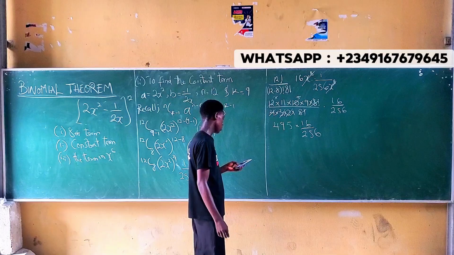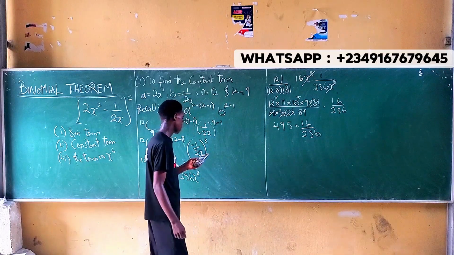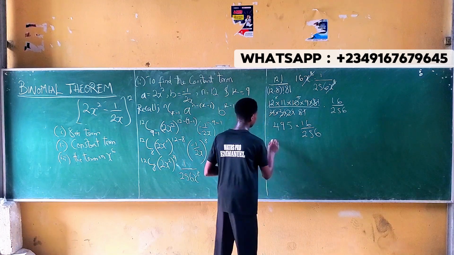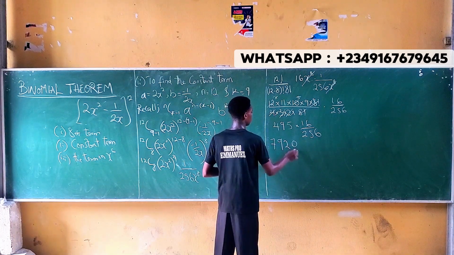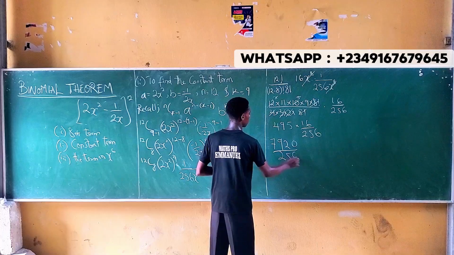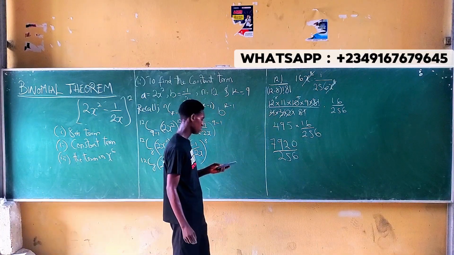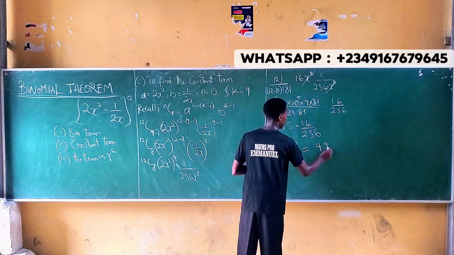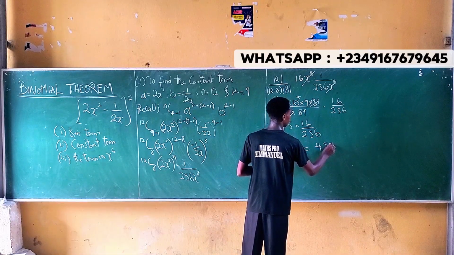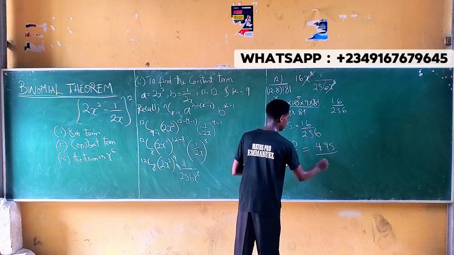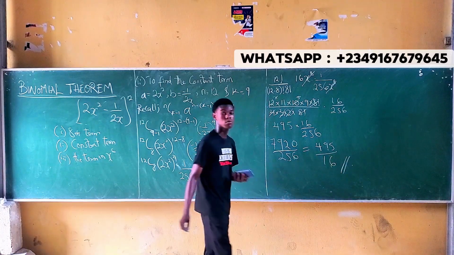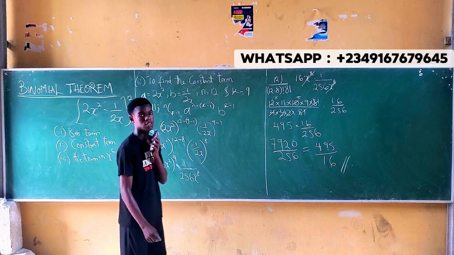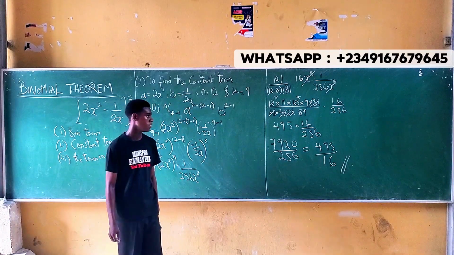So let me just do the punching. Multiply this by 16. You have 7920 now. This is divided by 7920, so I have 7920 all over 256. When it's divided by 256, the result will be 495 all over 16. So now this becomes your constant term. If you remember when I was saying about constant term, there will be no x with your answer. So this is how you get your constant term, and I don't have that problem.